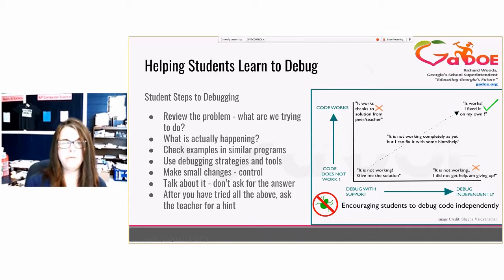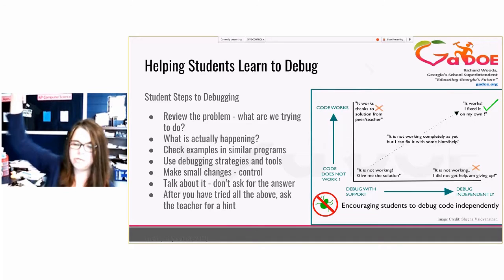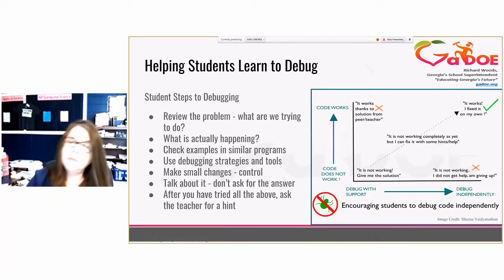After a student has tried everything on this list, then if they still are stuck, ask the teacher for a hint. But don't start by just saying, I don't understand, which is the default posture for some kids. But try to work with them.